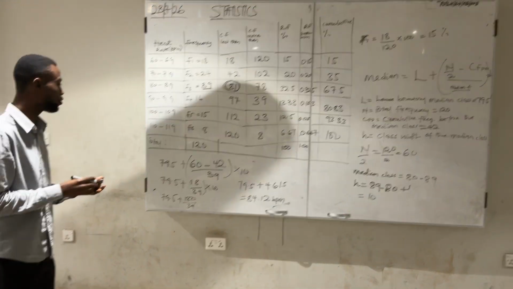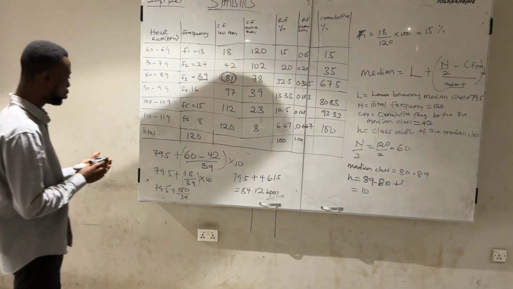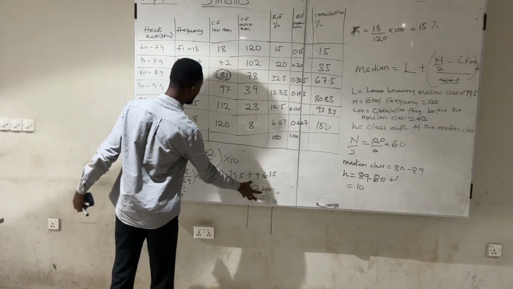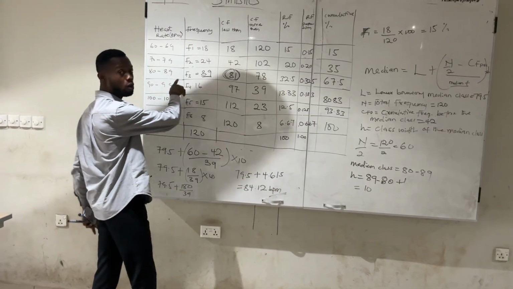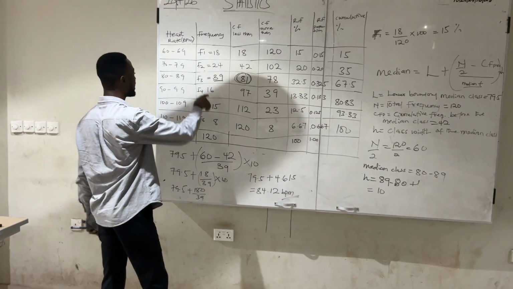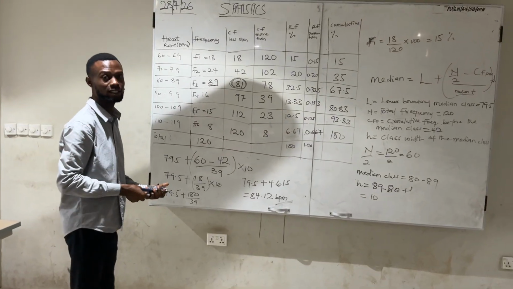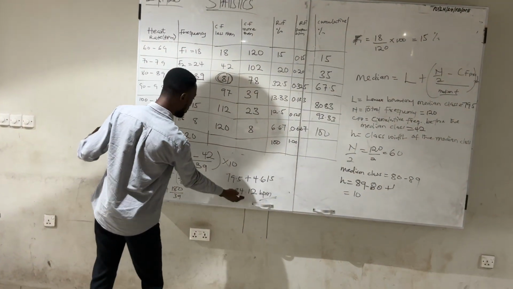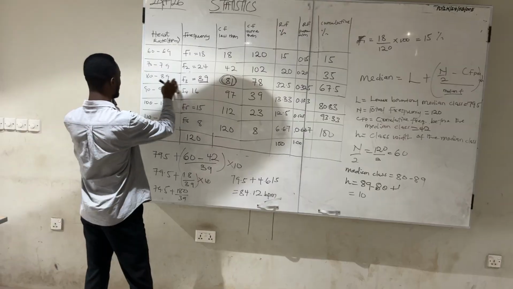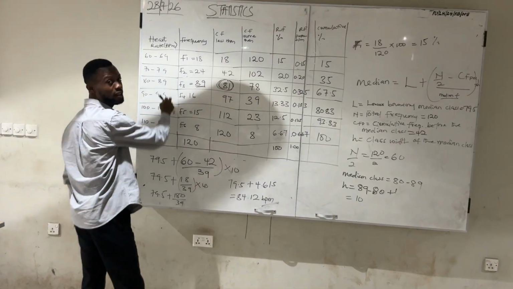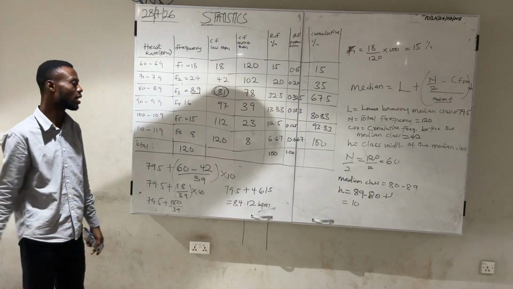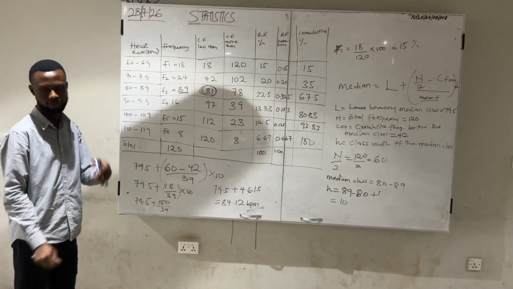How do you confirm the answer is correct? For you to confirm if the answer is correct, the value that you get must fall within the median class. So we have 84.12, so it falls between 80 to 89. So this shows that our answer is correct. Okay. Yes, well done.